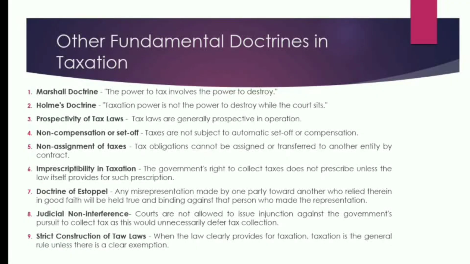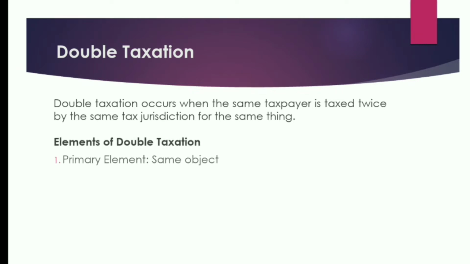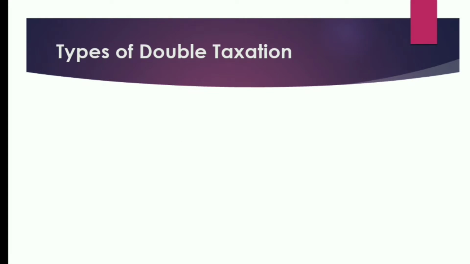Let us now move on to double taxation. Double taxation happens when the same taxpayer is taxed twice by the same tax jurisdiction for the same object. Double taxation occurs when the following elements are present. Number one, the primary element, which is the same object. Number two, the secondary elements, which include the same type of tax, same purpose of tax, same taxing jurisdiction, and same tax period. There are two types of double taxation: direct double taxation and indirect double taxation.